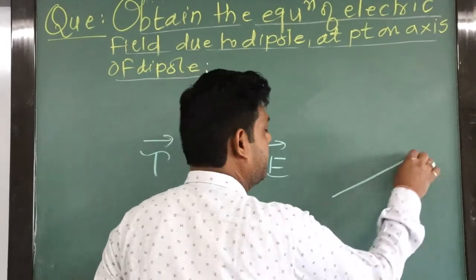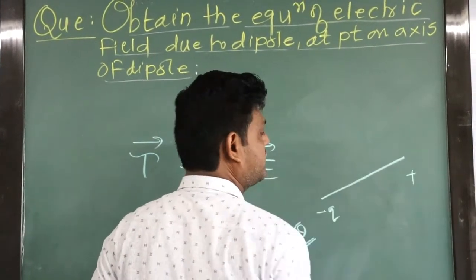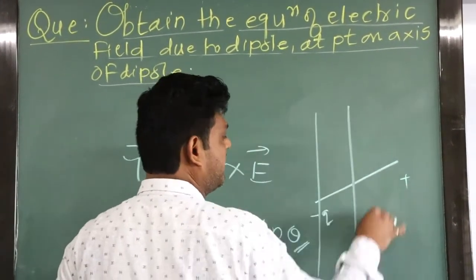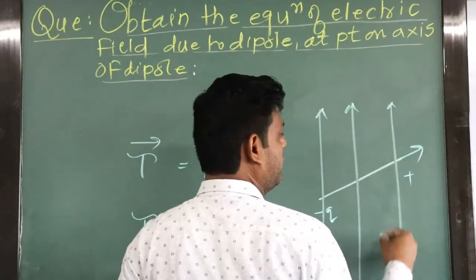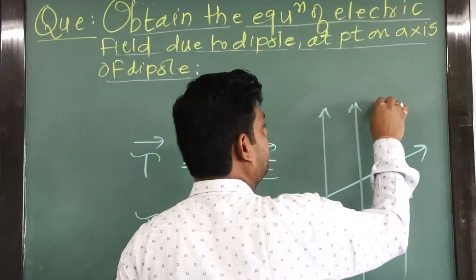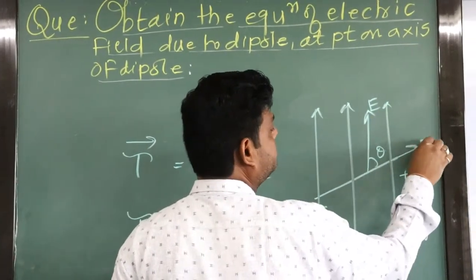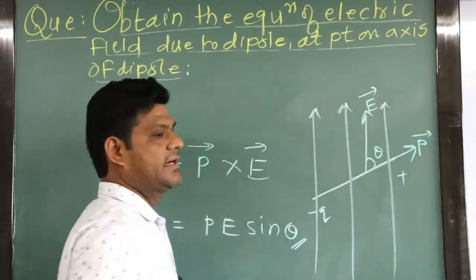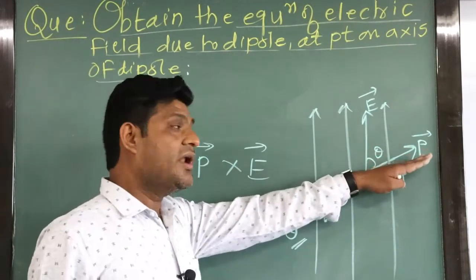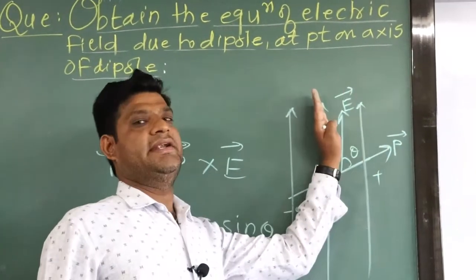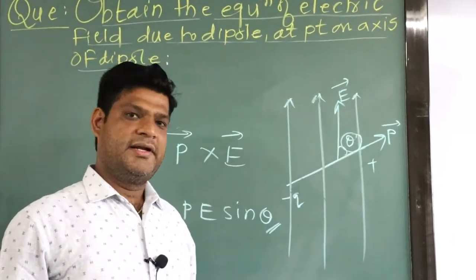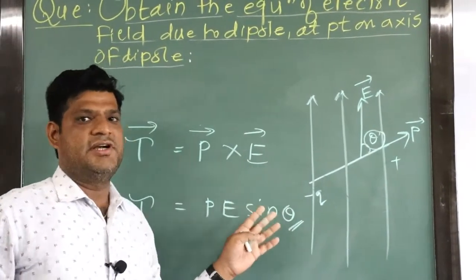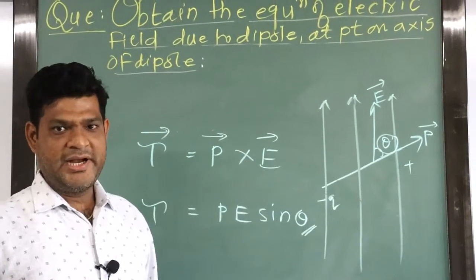Suppose this is the dipole, minus q charge and plus q charge, kept in a uniform electric field like this. This is the direction of the dipole, this is the direction of the electric field, and this is theta. This is the P vector, this is the E vector. The dipole aligns in the direction of the electric field, meaning it tries to minimize theta. This we have studied in the last topic.